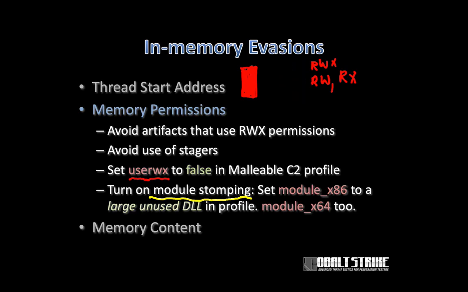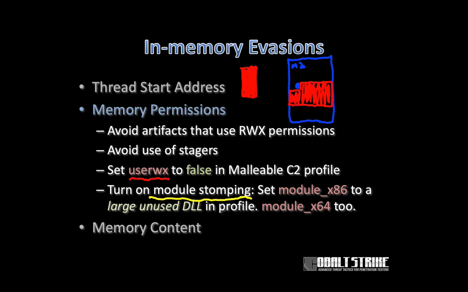Module stomping is an alternative to this. When we do module stomping, instead of allocating new memory, what Beacon's loader does is it loads the configured module stomping DLL into the current process. It then looks for an exported function to find the middle of the DLL, and it copies our beacon DLL into that space. And this is called module stomping because we are taking an existing module and overwriting its memory.